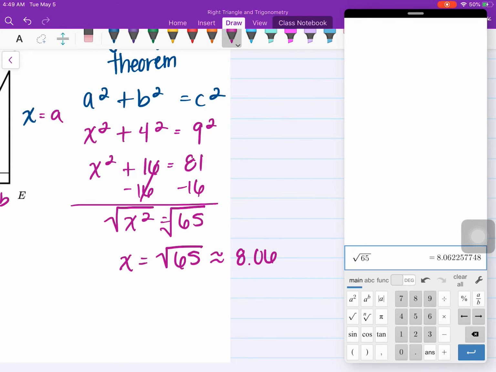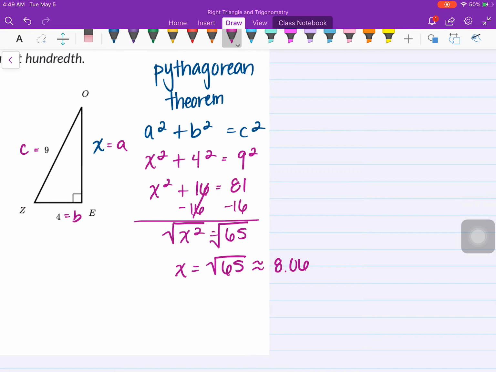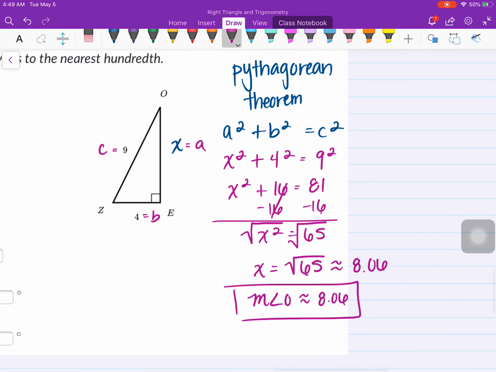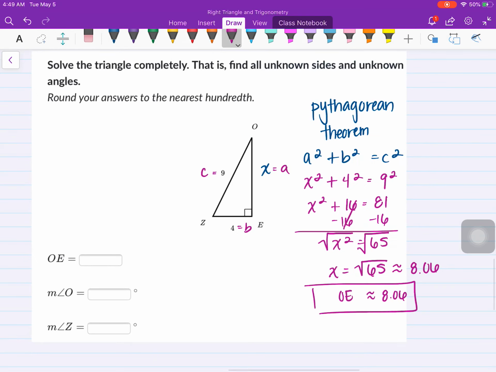Okay. So in this case, the measurement of angle O is approximately 8.06. I'm sorry, it's not the measurement of angle O. This would be side OE. There you go. OE. So this would be 8.06, or it could also be the square root of 65 if you want something that's more exact. So we already found one of them.